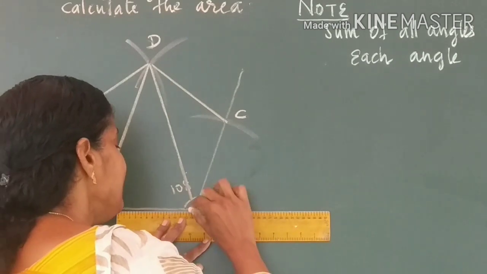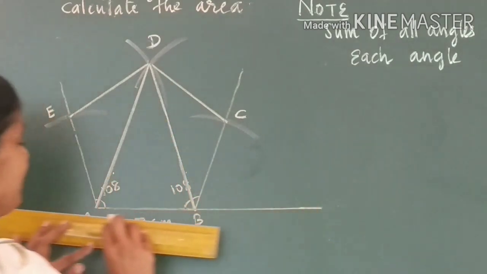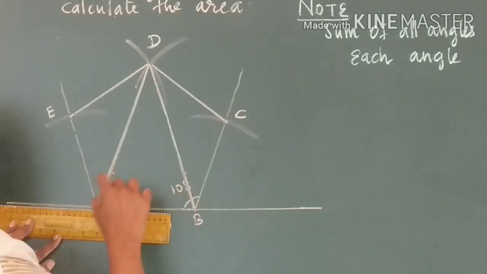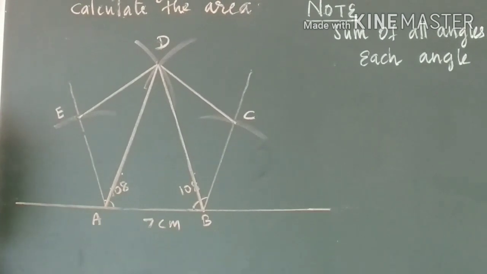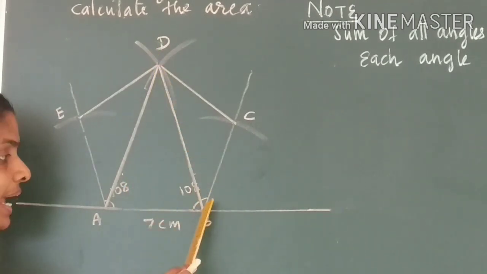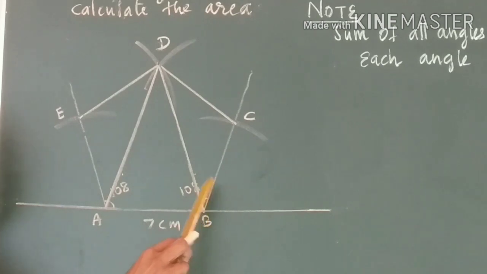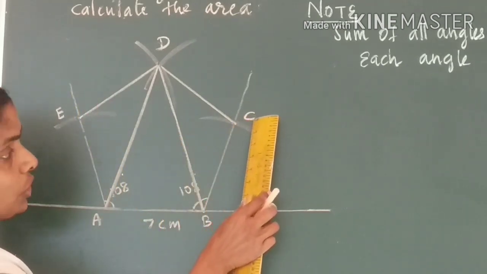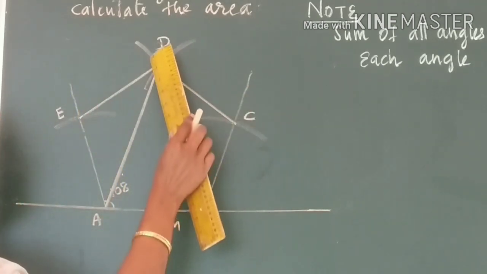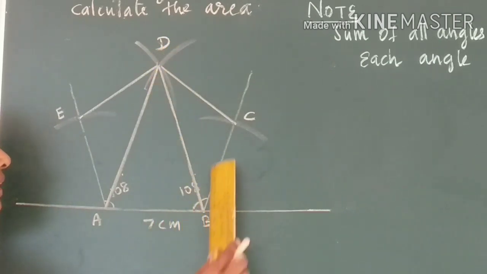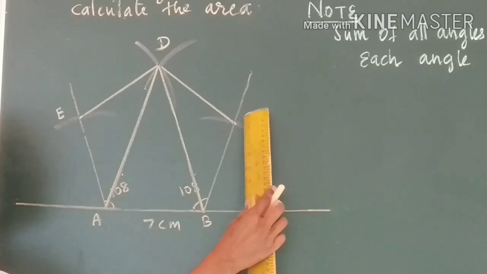AB is extended on the right side. AB is extended to the left also. Now we are going to use our idea. All triangles with the same base and third vertex on a line parallel to the base have the same area. So, through C, draw a line parallel to BD. Parallel to BD, we are going to draw a line through C.